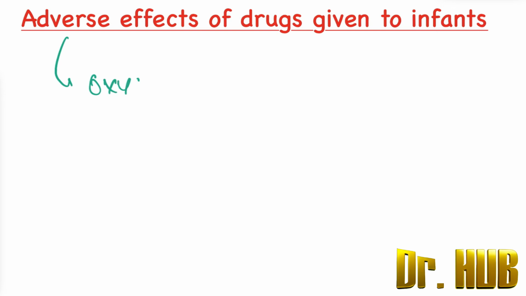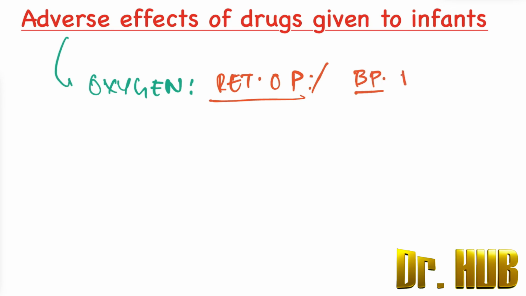Today we'll look at the adverse effects of drugs which are given to infants. We start off with oxygen. What is the adverse effect of oxygen? There may be retinopathy of prematurity, which we are writing as ROP. Next, there is also bronchopulmonary dysplasia.